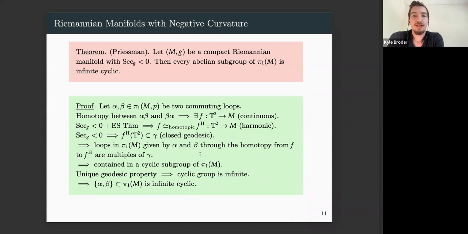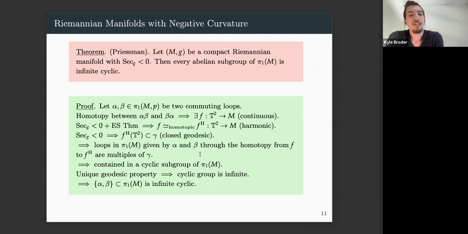The strict sign on the curvature, plus this theorem of Eells and Sampson, which says that in the presence of sectional curvature being negative, we'll have a harmonic map homotopic to F. So we now have this harmonic map F_H from the torus into M.